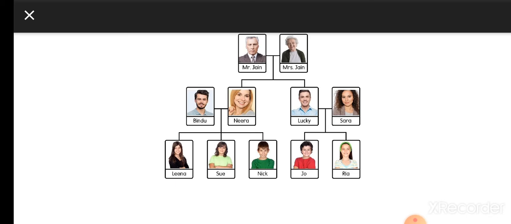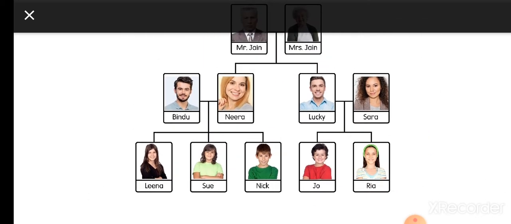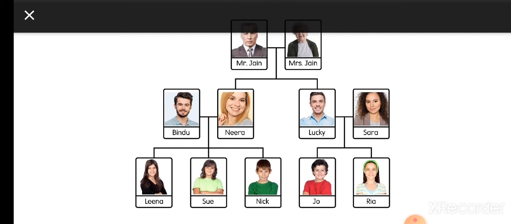You see the middle step from Joe and Ria, how the tree is moving up. Who are they? Very good. Lucky and Sarah. So you can write Joe's father is Lucky, Joe's mother is Sarah. And Joe has a sister. What is her name? You can see Ria, his own sister. Yes. And what do you think about Bindu and Neera, children? Who might they be? They are the uncle and aunt of Joe and Ria. And they have 3 children, Lena, Sue and Nick. So who are they for Joe and Ria? They are the cousins, right?